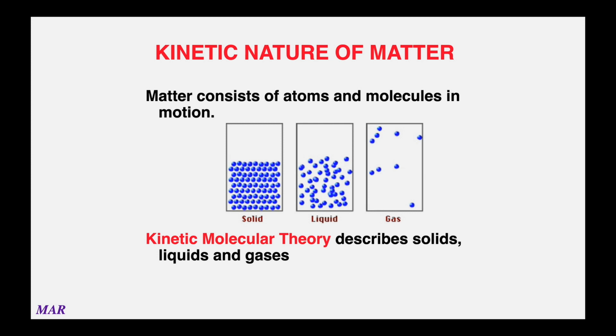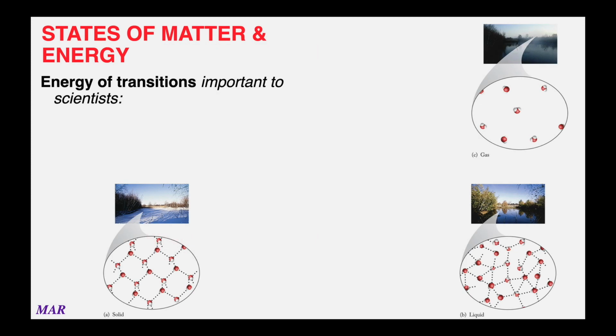We'll talk about the KMT with phases of matter as we go through this course, but I'm introducing it now just to let you know that's what chemists use right now as the idea of how solids are different than liquids and liquids are different from gases. You have to know how to turn one phase of matter into the other. So the energy of transitions is really important to scientists.